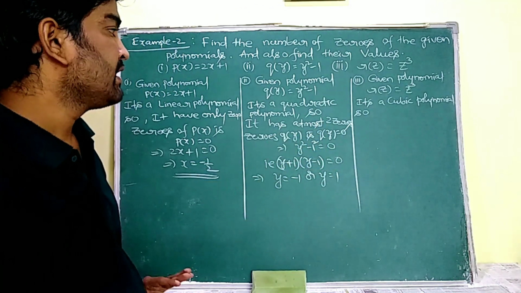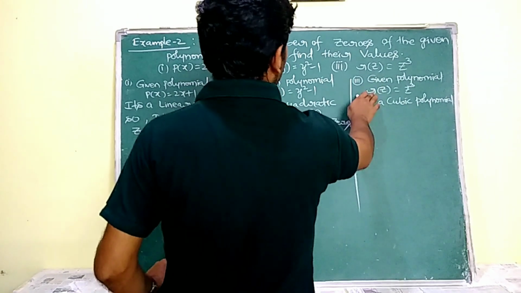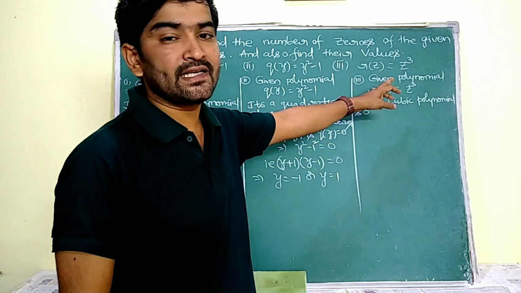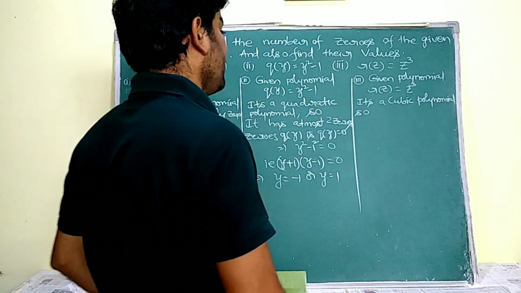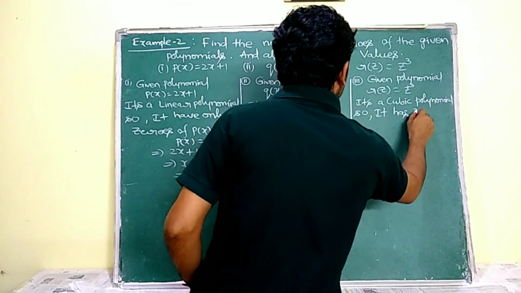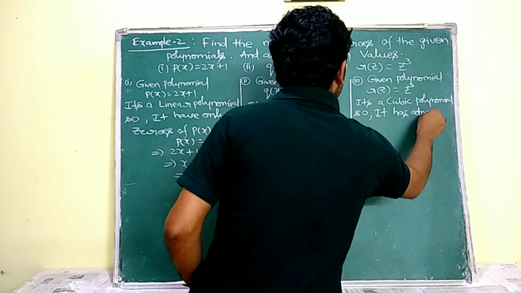Similarly, here the given polynomial r of z is equal to z cube. So clearly its degree is 3. So it is a cubic polynomial. So it has at most 3 zeros.